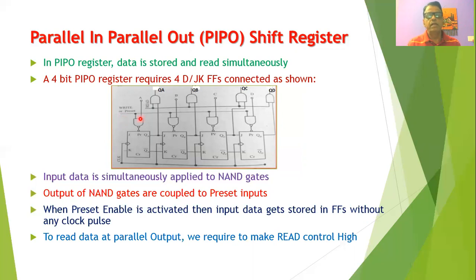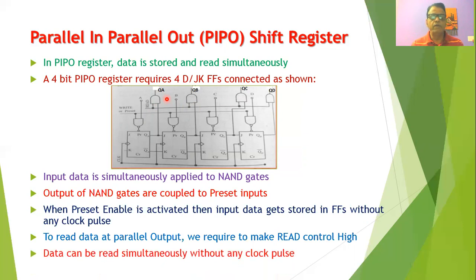And now once the data is stored and once we want to read such data, then we only make the read control input high so that all the AND gates will be enabled, and the data stored in the flip-flops will be made available at the outputs QA, QB, QC, and QD without application of any external clock pulse. So this is a shift register where we will not require any clock pulse in order to store the data or in order to read the data.